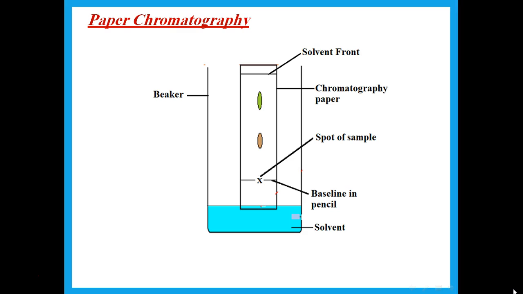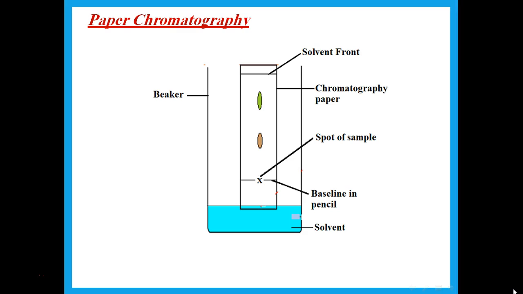In that case, I will not see any spot. I will remove the chromatography paper, leave it to dry, and then I need to spray it with something that gives it a color. We call it a locating agent. So a locating agent is a substance that gives the spots color to make them visible.